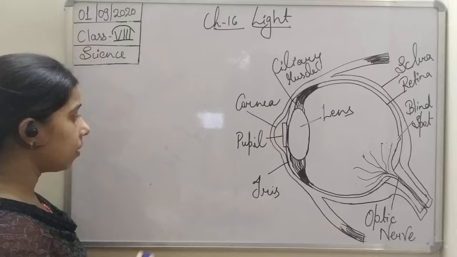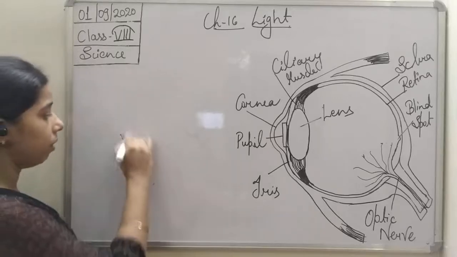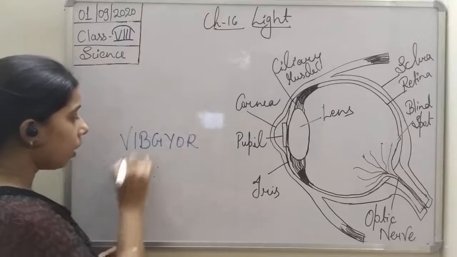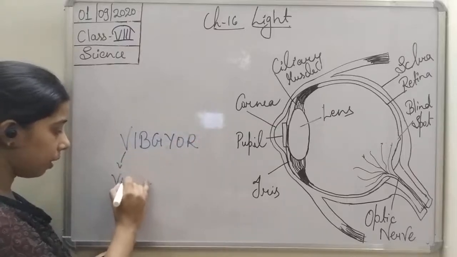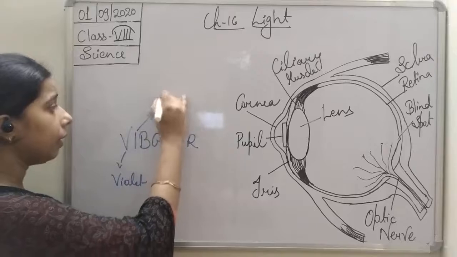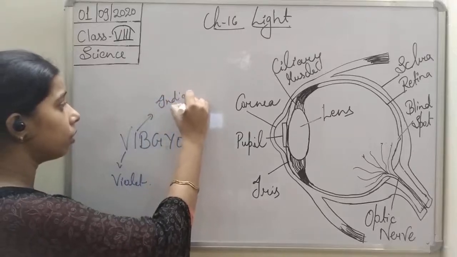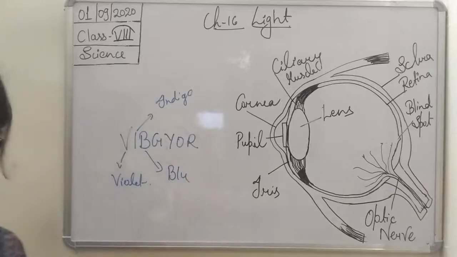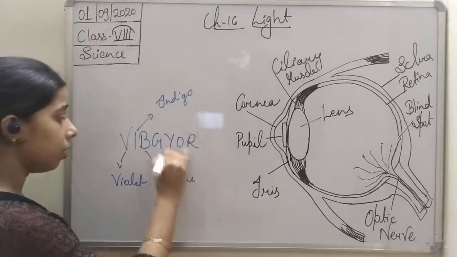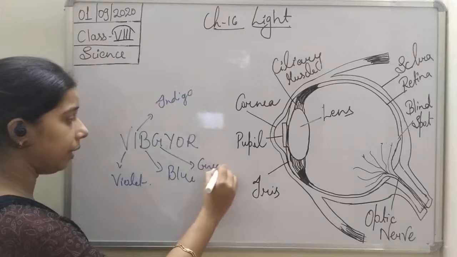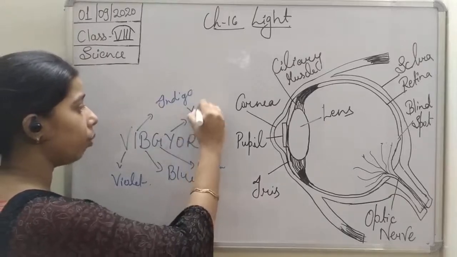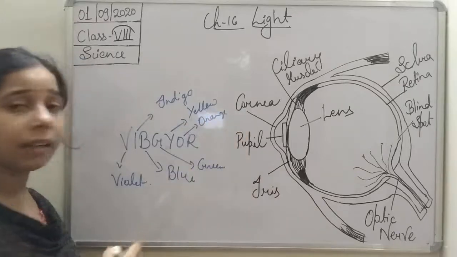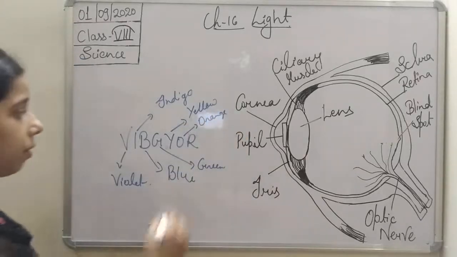So we discussed VIBGYOR. VIBGYOR, it means V was what, students? That is violet. I is indigo. Then B for blue. Then G for green. Y for yellow. O for orange. And finally R for red.